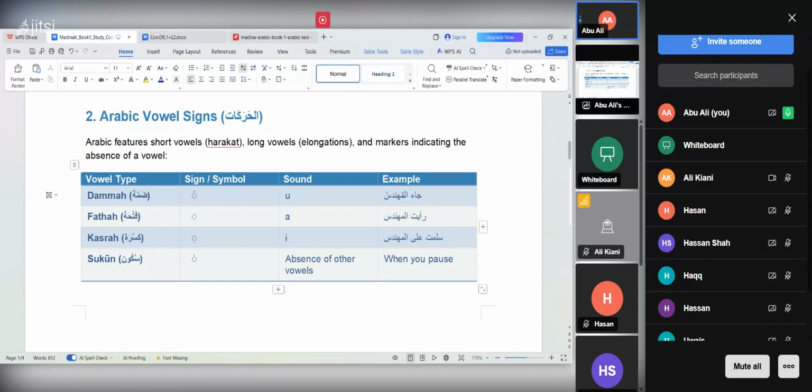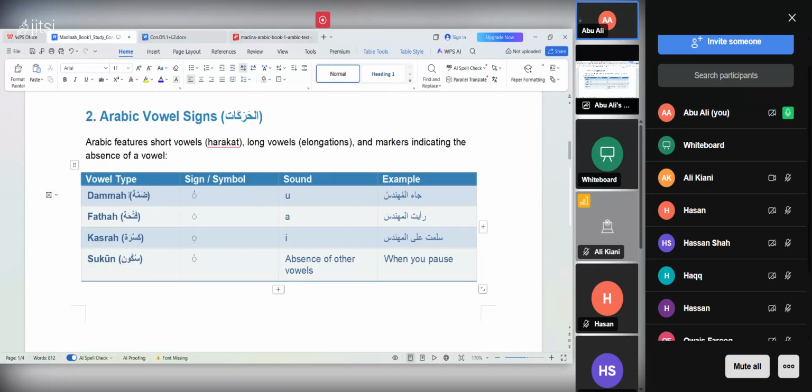Al-Muhandis. You see this dhamma above the meem? Is it clear, guys? So when I say mu, why didn't I say me? Because the dhamma is pronounced like u. Muhandisu. So it's its own letter, its own part of the word. This is called short vowel signs. You probably have already heard of them. In Arabic, we have 4 short vowel signs.